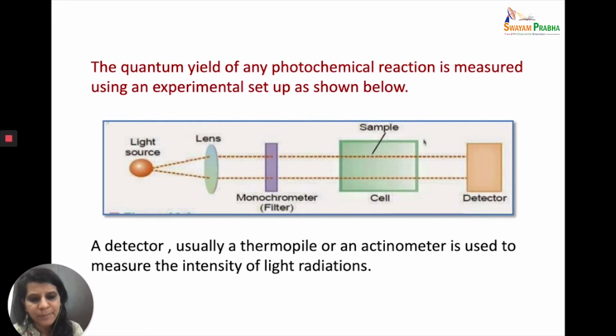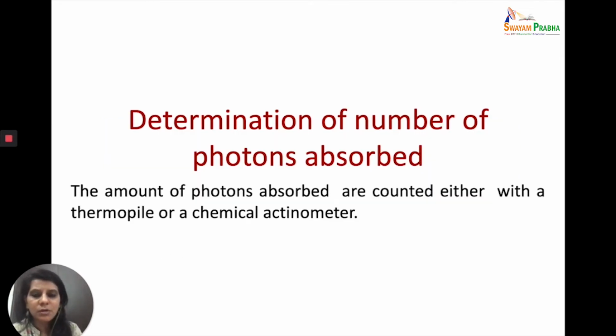Then there is a sample keeper or a cuvette. This cuvette can be made up of glass or quartz depending upon what kind of radiations we are using. Glass is used for visible radiations and quartz is used for UV radiations. Then we have a detector which could be a thermopile or an actinometer, and we want to study about the thermopile or the actinometer which are used to measure the intensity of light radiation. So let's take a look at both of them individually. The amount of photons that are absorbed are counted either with a thermopile or a chemical actinometer.